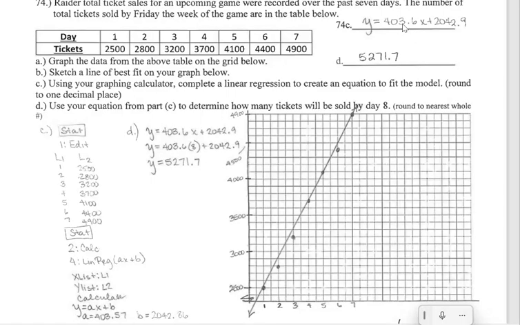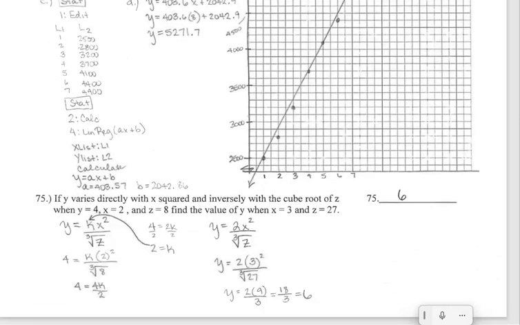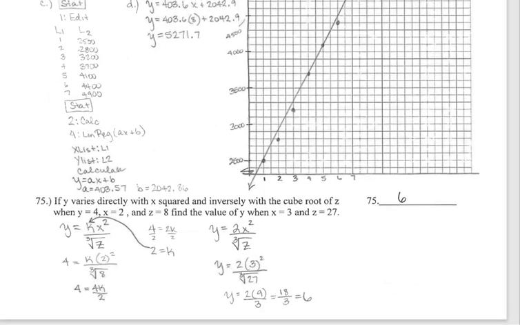All right, then it says use that equation you just got from part C to determine how many tickets will be sold by day 8. So you'll notice the days are up here, and we told our calculator to use that for X and to use these values for Y. So I'm just going to put 8 in the place of X, and that will tell me the ticket sales for that 8th day. And so that would be 5,271.7. And if we round that to the nearest whole number, that would be 5,272.